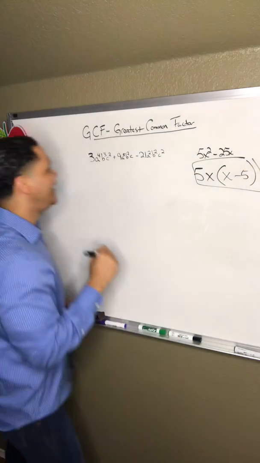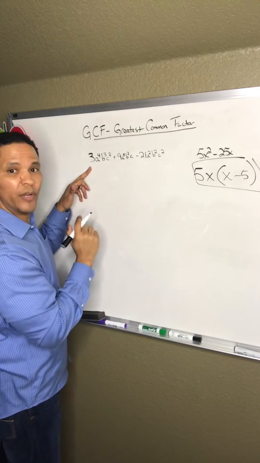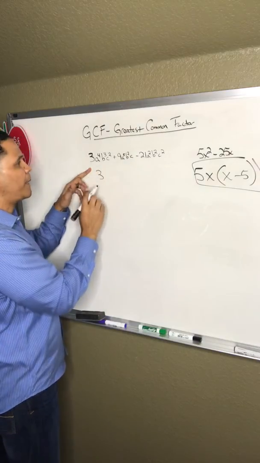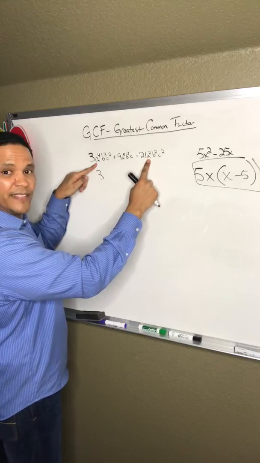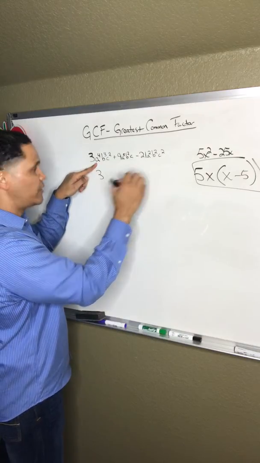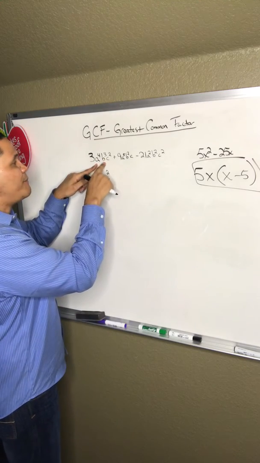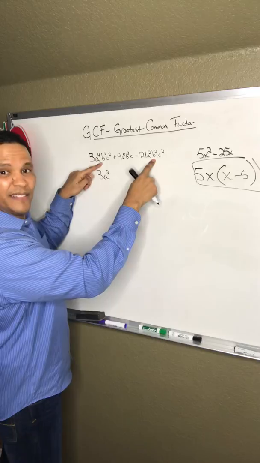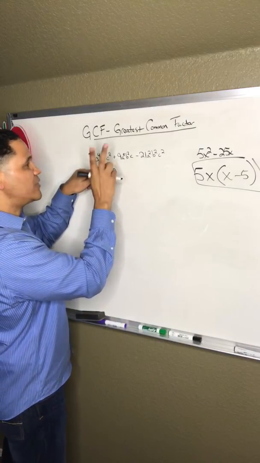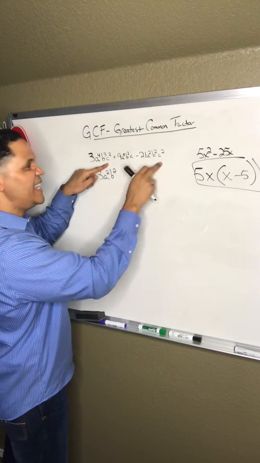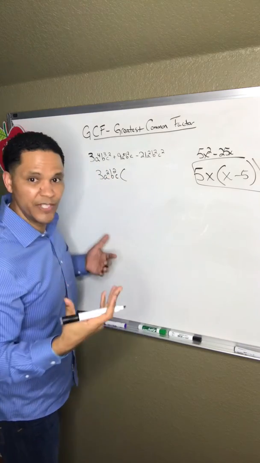Okay, if we have all of this here, what do 3, 9, and 21 all have in common? 3. If we have 4 a's here, 5 a's here, and 2 a's here, what's our most common factor? A squared, which is the same thing as 2 a's. If we have b to the third, b to the second, and b to the second, what do they have in common? B to the second. And if we have c squared, c, and c squared, what do they all have in common? C. And then we just divide.